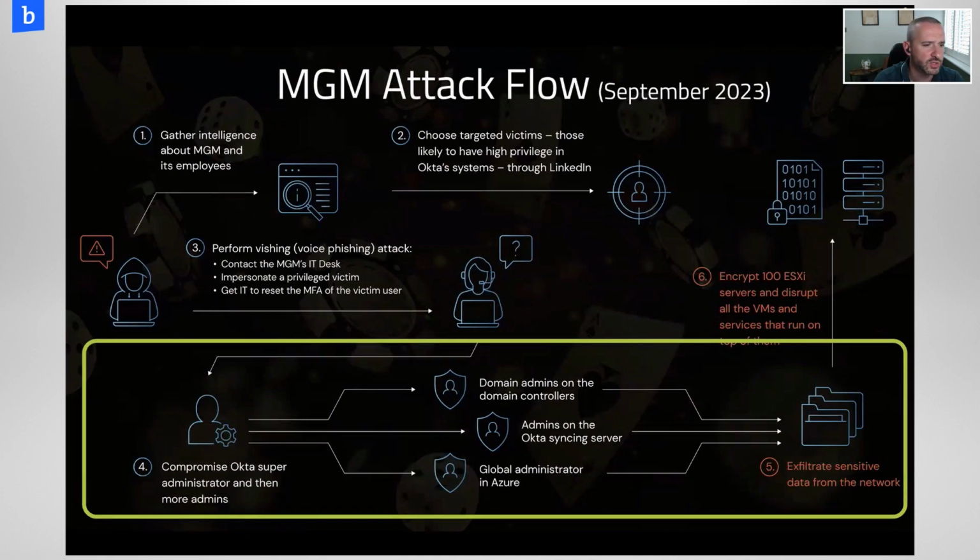I'm not really talking here too much about Okta and Azure. It's not really relevant what technology MGM were using at this point. What I want to highlight is that the attackers focused on these highly privileged, highly administrative users before they then executed on the exfiltration of sensitive data. They also executed some damage as well by encrypting, as you can see, ESXi servers, that's virtualization servers. So they actually caused some service outage to MGM as a result.